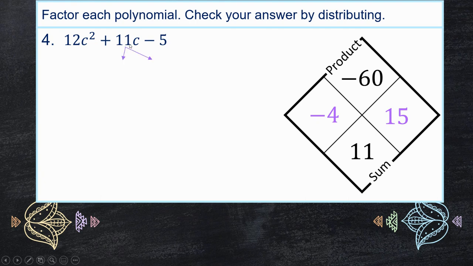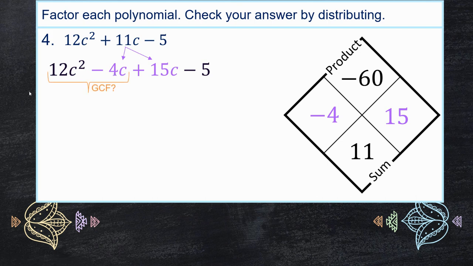So we split up that 11c into negative 4c plus 15c. First term stays the same, last term stays the same. We just split up that middle term. So now we go from having 3 terms to having 4 terms, and then we factor by grouping.